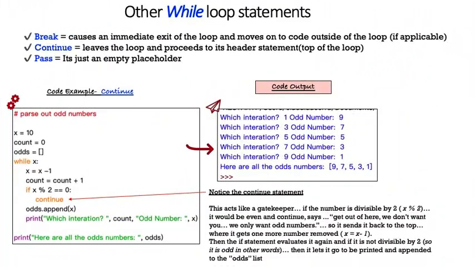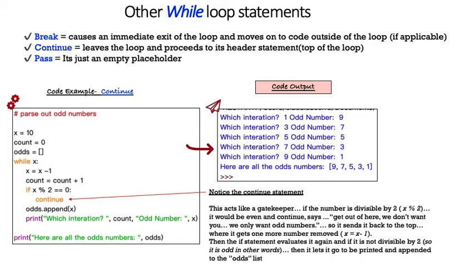So here we'll look at other while loop statements. So we already talked about the break. This causes an immediate exit of the loop and moves on to the code outside of the loop, if there is any. Now the continue. Continue leaves the loop and proceeds to its header statement, so it goes back to the top of our loop. Pass is just an empty placeholder. So let's look at this code example that uses continue.